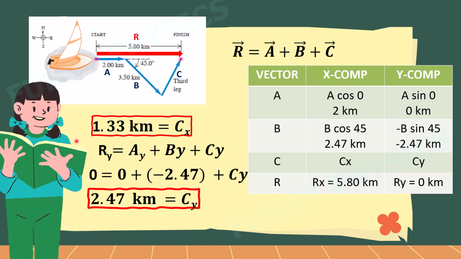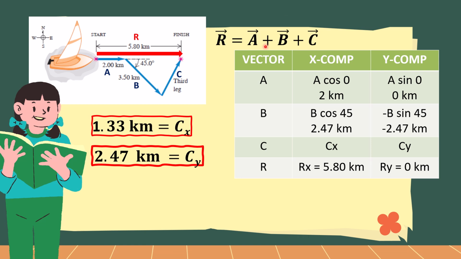As you can see here, the x component is positive and the y component is positive. And if you look at the diagram here, the third leg is along the first quadrant. In the first quadrant, both the x and the y components are positive, which is what we have here in our final solution. Therefore, the x component is 1.33 kilometers and the y component is 2.47 kilometers.